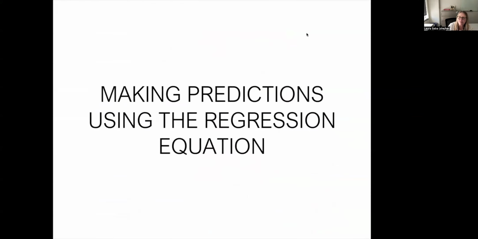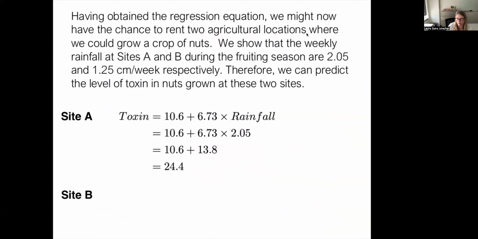So when it comes to making predictions from that regression equation, it's as simple as plugging and checking numbers. In this example, we have two sites that we're checking out. One gets 2.05 centimeters per week, and the other one gets 1.25 centimeters per week of rainfall. We want to predict the level of toxin in the two sites and compare.